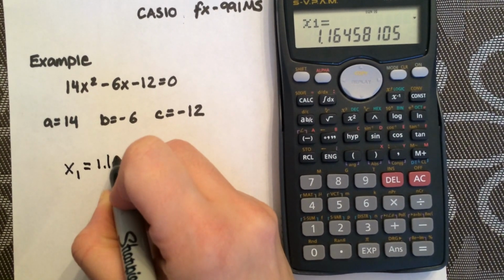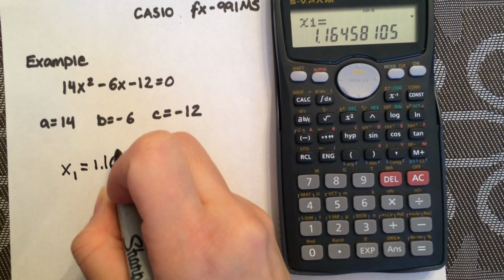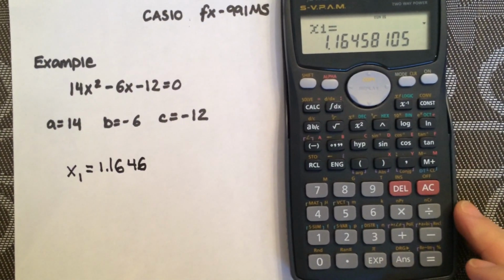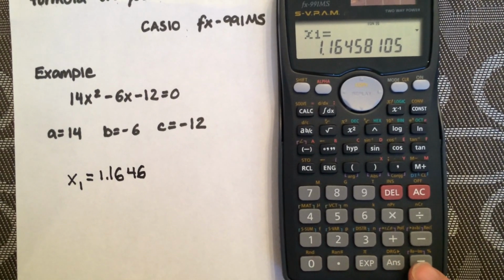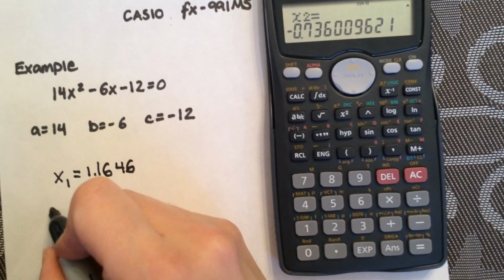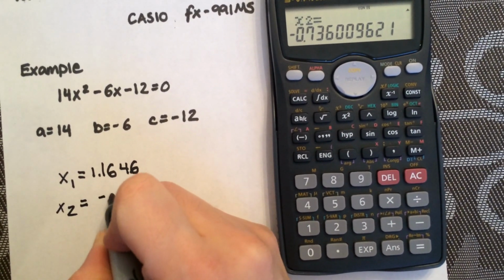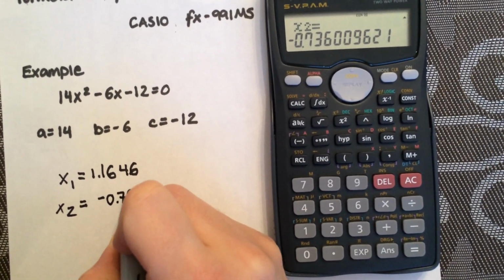for x1, 1.1646. Hit enter again, and you get an x2 value. Negative 0.7360.